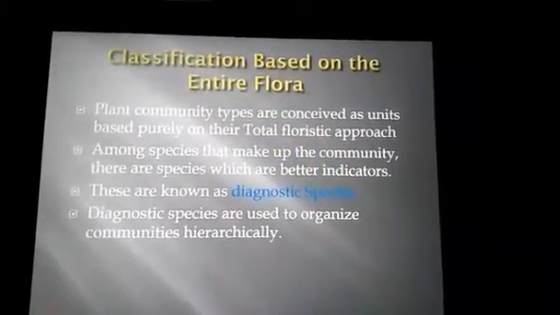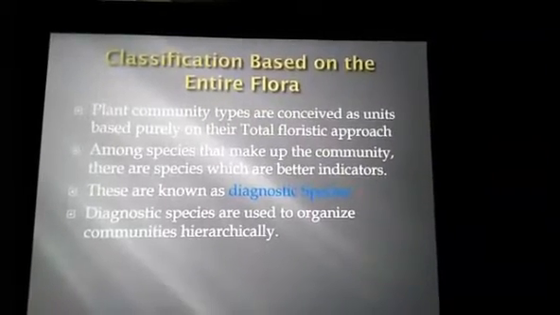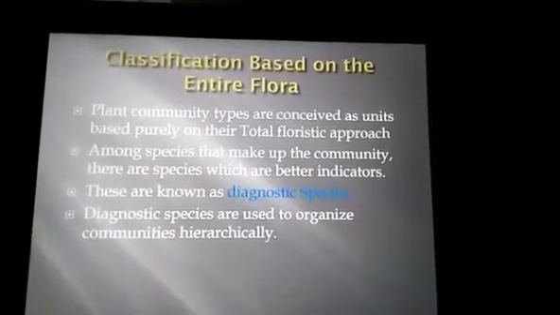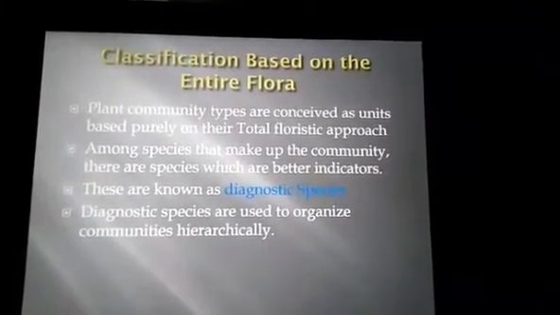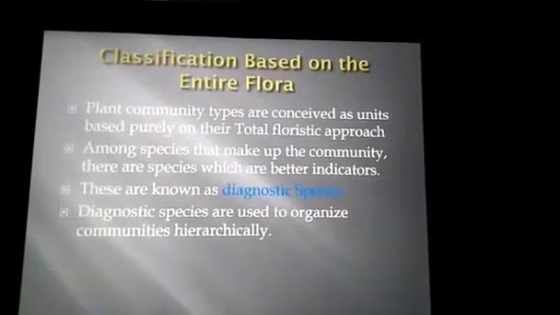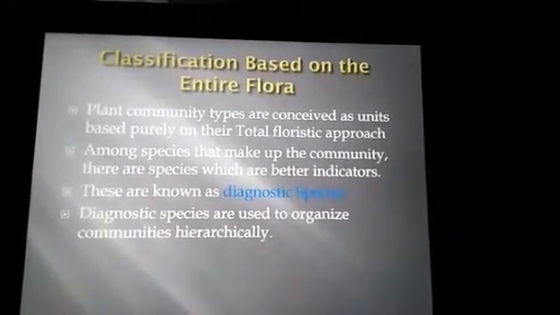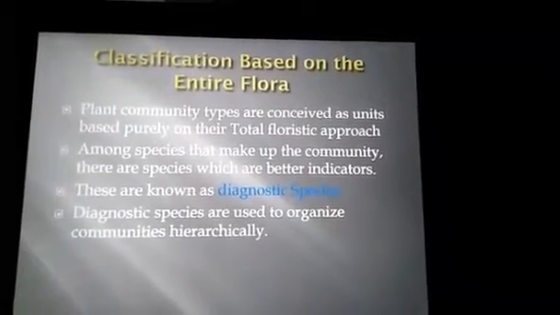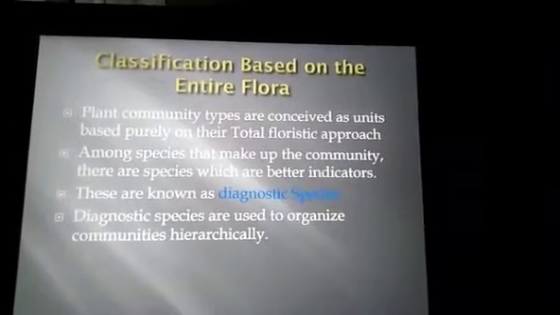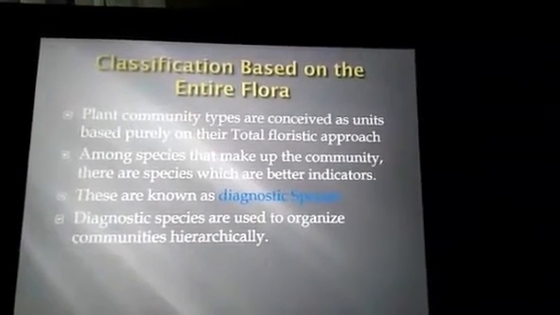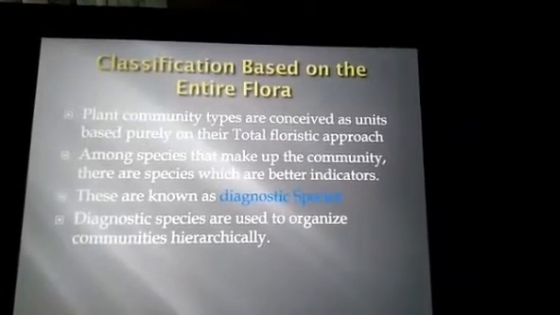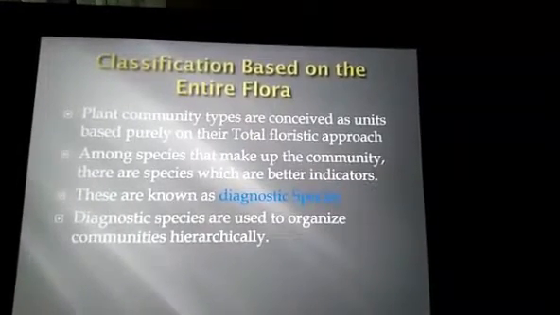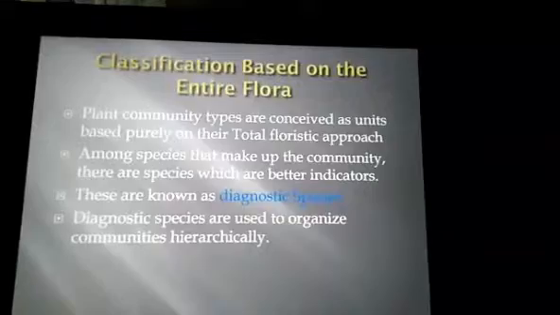So we're saying that the plant community types are conceived as units based purely on their total floristics approach. Among the species that make up a community, you find that there are species which are better indicators of a certain vegetation. These species, we often term the diagnostic species. The diagnostic species are used to organize communities hierarchically.